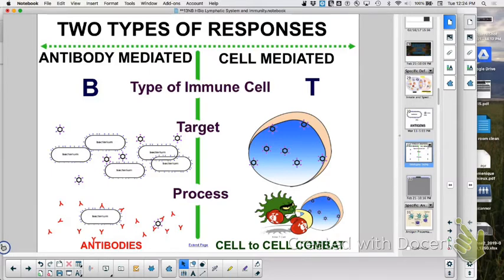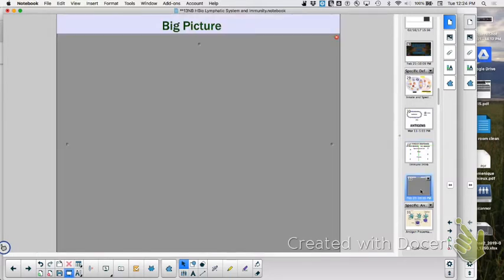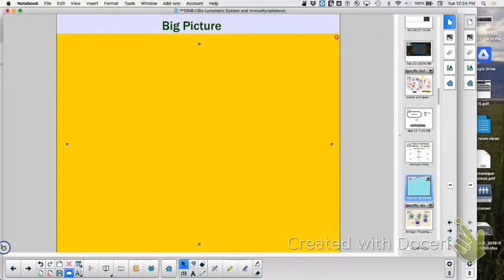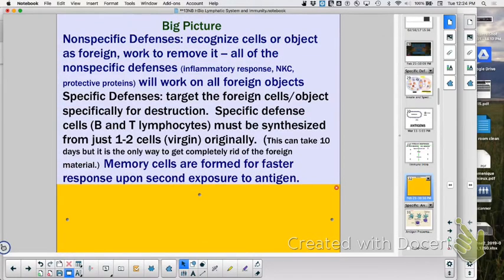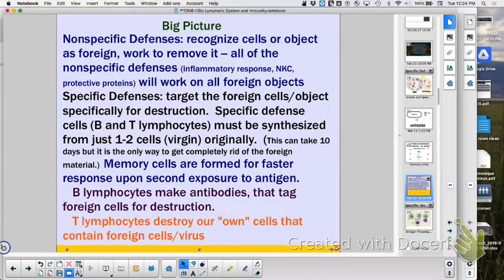Now, let's look at a summary of that. Talk over this summary with the person sitting next to you, top to bottom. Go. It should make perfect sense to you. There are some non-specific defenses we have.